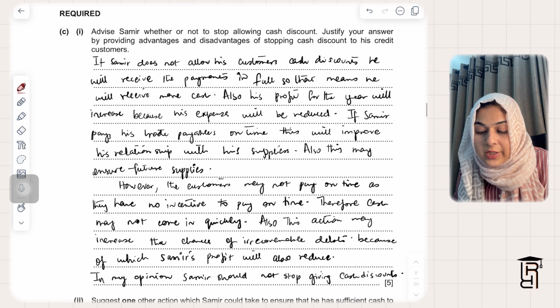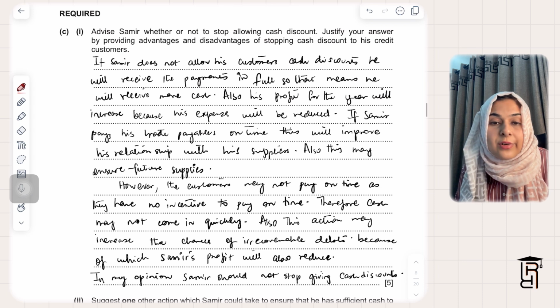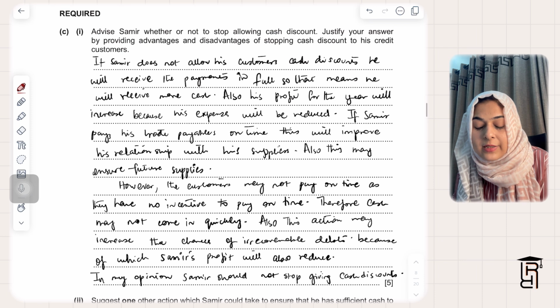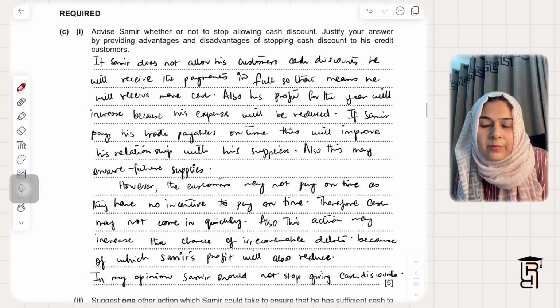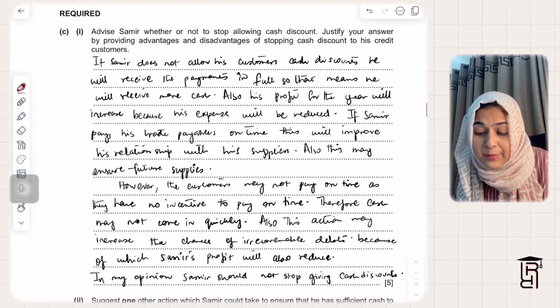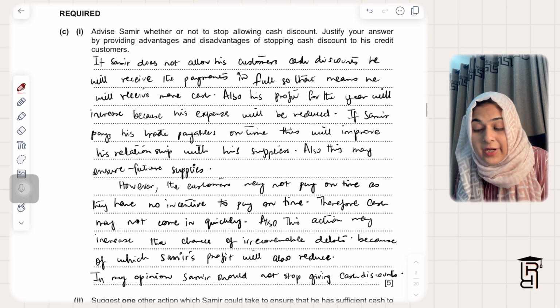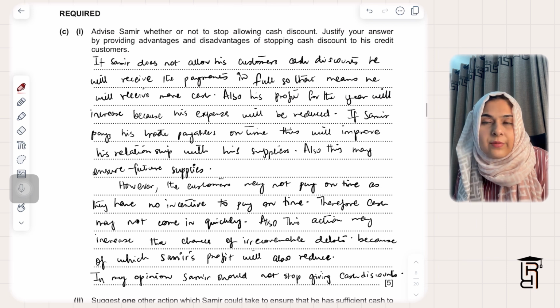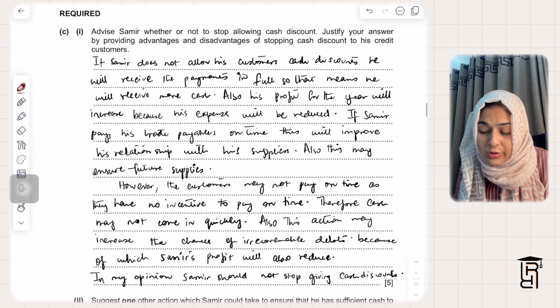Also, his profit for the year will increase because discount allowed is an expense, and if he doesn't allow customers cash discount, then we will not incur the expense of discount allowed. So that means our profit for the year will increase, our expenses will be reduced. If Samir pays his trade payables on time, this will improve his relationship with his suppliers. Also, this may ensure future supplies, because if he's paying his trade payables on time, that's a good thing.